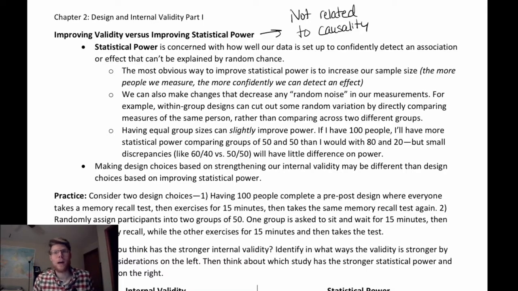So statistical power has to do with my ability to find a difference or an effect or an association or whatever, from this data. So sample size obviously is going to relate to that. The higher my sample size, the stronger my statistical power is going to be. But there are also some other things that can improve our statistical power as well. And one of them is a within group design as opposed to between group design. And that has to do with decreasing random noise in our measurements.